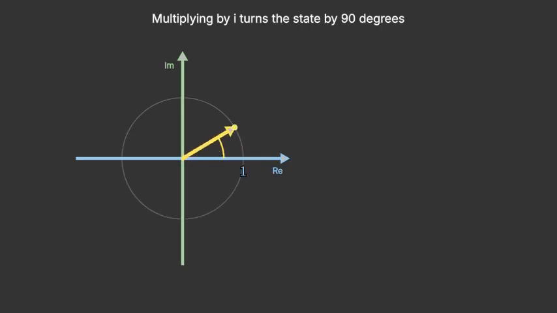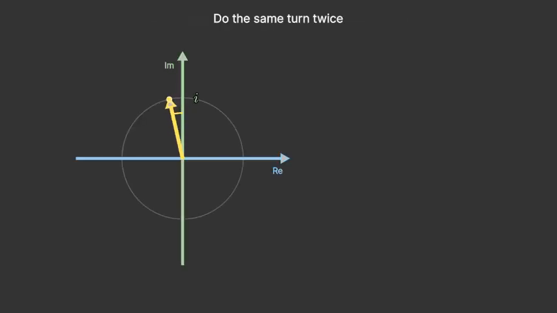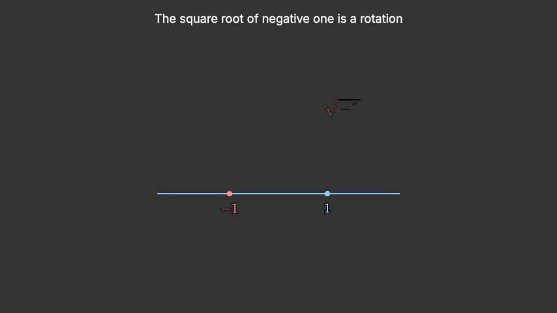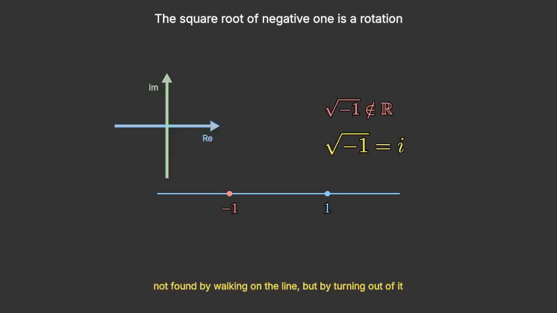Multiplying by i turns the whole state by 90 degrees. Starting from 1, times i lands on the vertical direction. Do the same turn twice. Two quarter turns make a half turn, so i squared lands at -1. So the square root of -1 is not found by walking along the real line. It is found by rotating out of the line.